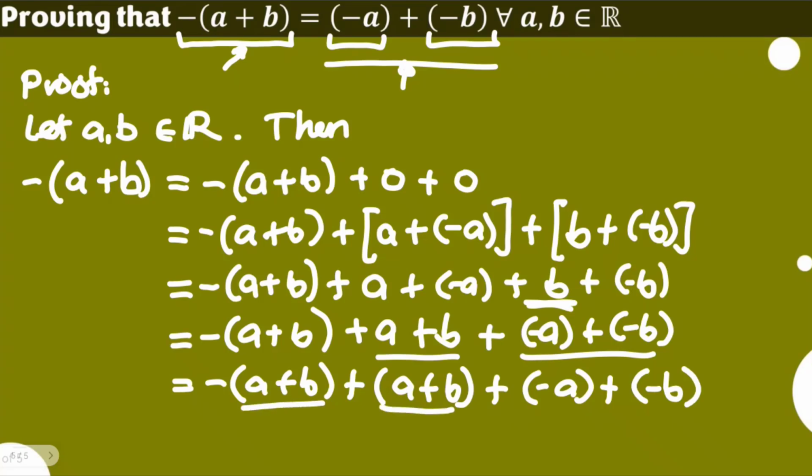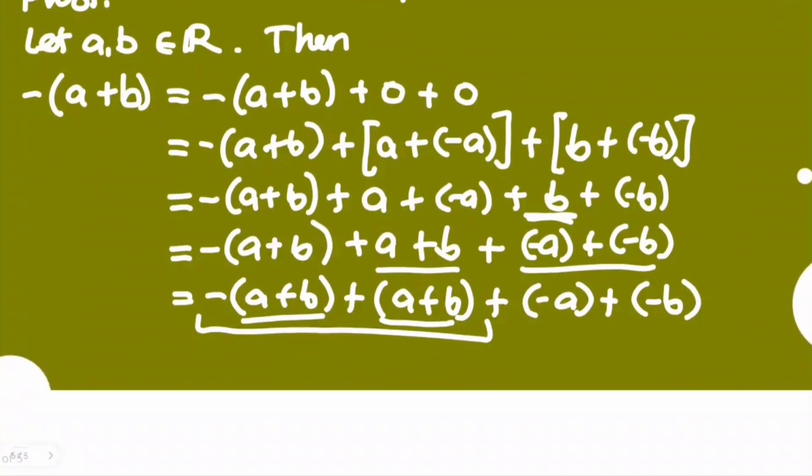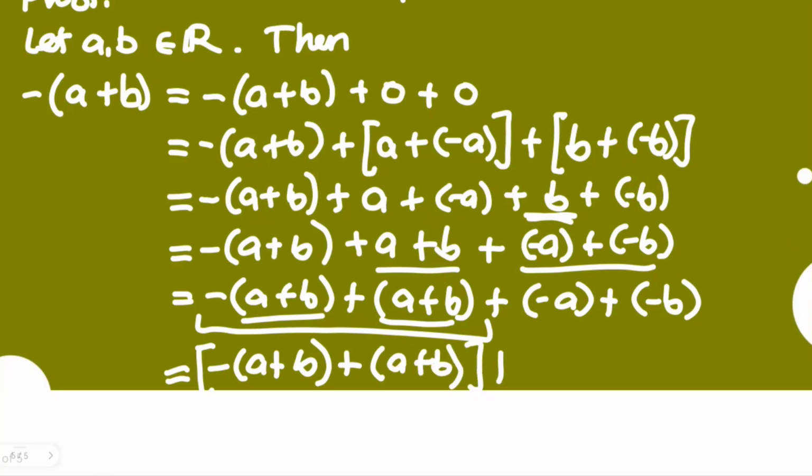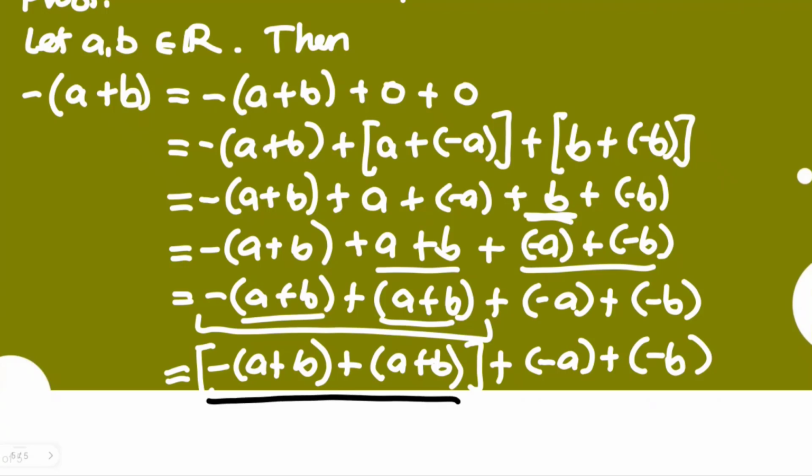I group this to match this expression here, because if I'm going to use the associative property by grouping these two, this is how it goes. You will have this grouping: negative of (a plus b) plus positive (a plus b), that's already regrouped, plus these two. Now, once I group that, we can see that a plus b and a plus b can be found in both terms.